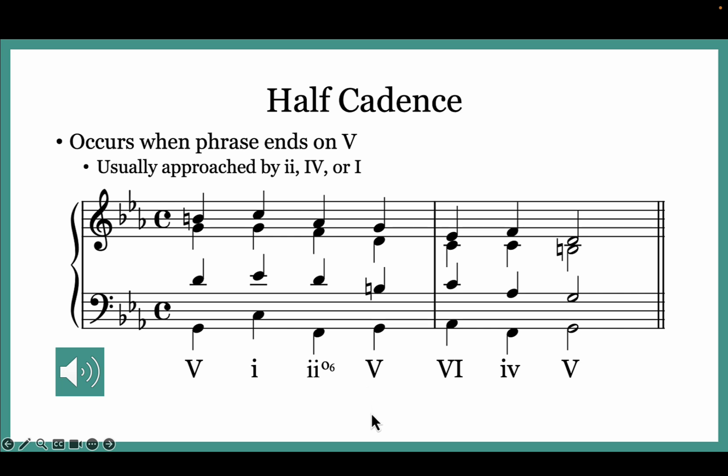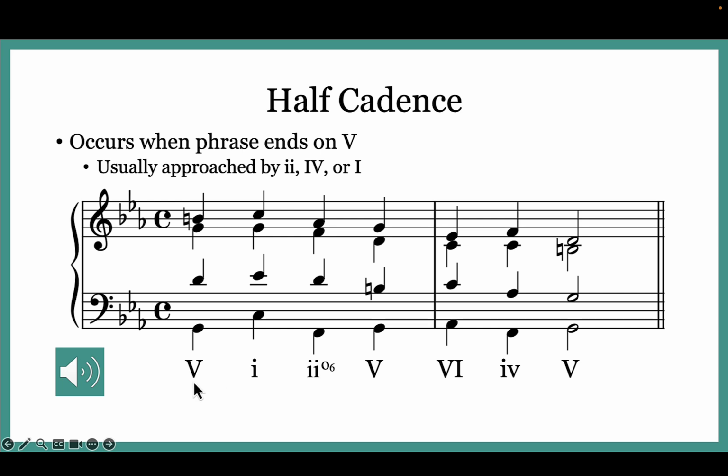All right, so our traditional half cadence is when a phrase ends on 5, and it is almost always approached by 2, 4, or 1. In this case, let's take a look at what our key is. We have 3 flats, so it could either be E flat major or C minor. Now, there are a lot of B naturals occurring, which means we're probably dealing with C minor.